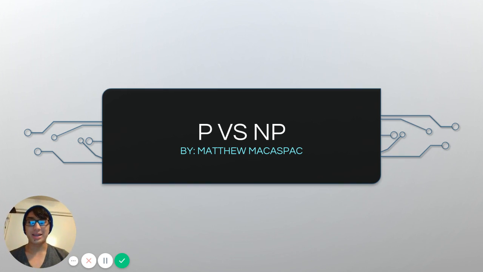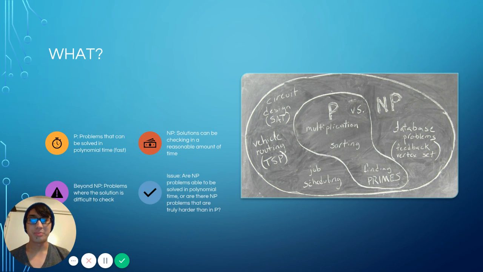I'm Matthew McCosbach, and I'll be going over P versus NP, a major unsolved problem in computer science. So, what is it exactly?